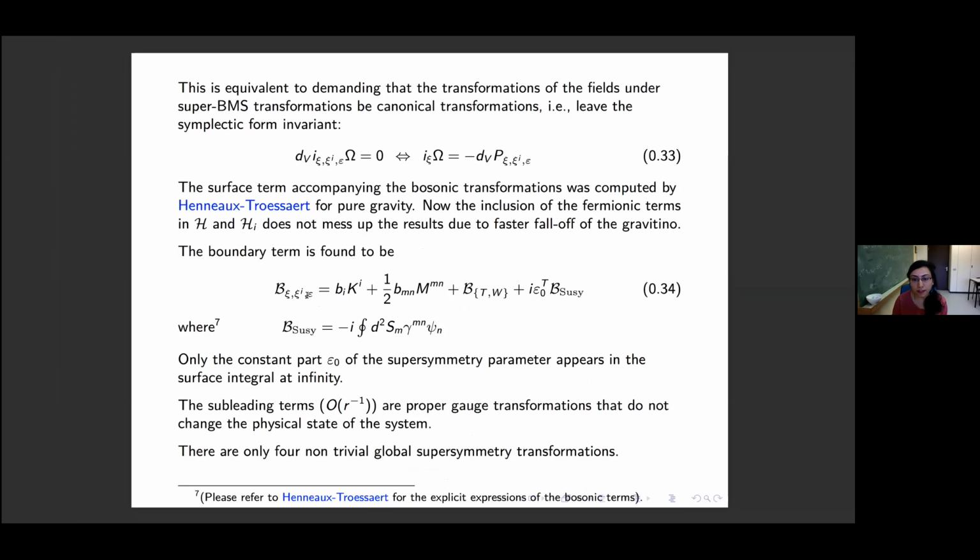I mean, these are all the terms, of which the first 3 are bosonic terms. And again, they have long expressions, and I have not written them down because they are basically the same result as the pure graviton case. And the supersymmetry part is given by this. And note that only the constant part epsilon 0 of the supersymmetry parameter appears in the surface integral at infinity. The subleading terms, which would be of order 1 by r, are proper gauge transformations that do not change the physical state of the system. So there are only 4 non-trivial global supersymmetry transformations.